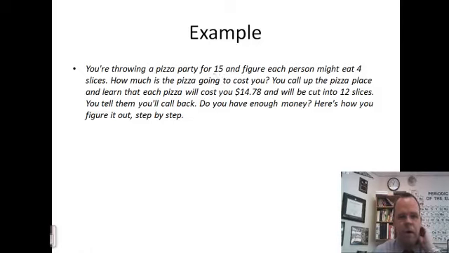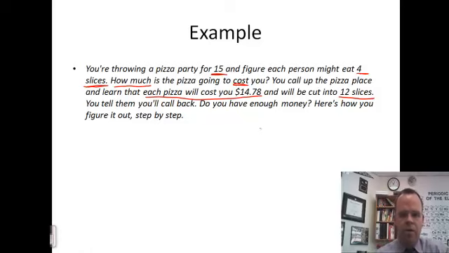So you're throwing a pizza party for 15 people. That's going to be important. You figure each person will eat 4 slices. We want to know how much it is going to cost. We call the pizza place. Each pizza will cost $14.78. Another important piece, there's 12 slices per pizza. We want to figure out, do we have enough money? How much money do we need to do this?